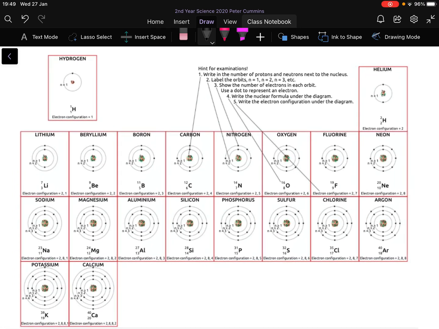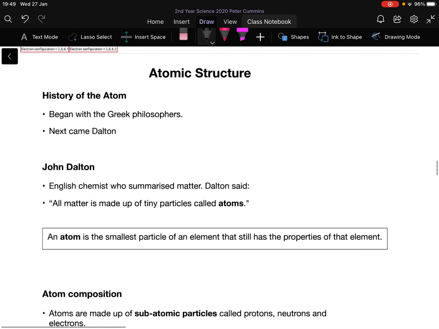And I've pasted all of them in there for you. There they are all drawn out. Loads of different Bohr structures, with some hints for drawing those in your exam. So there's the first 20 drawn out for you, which might help.